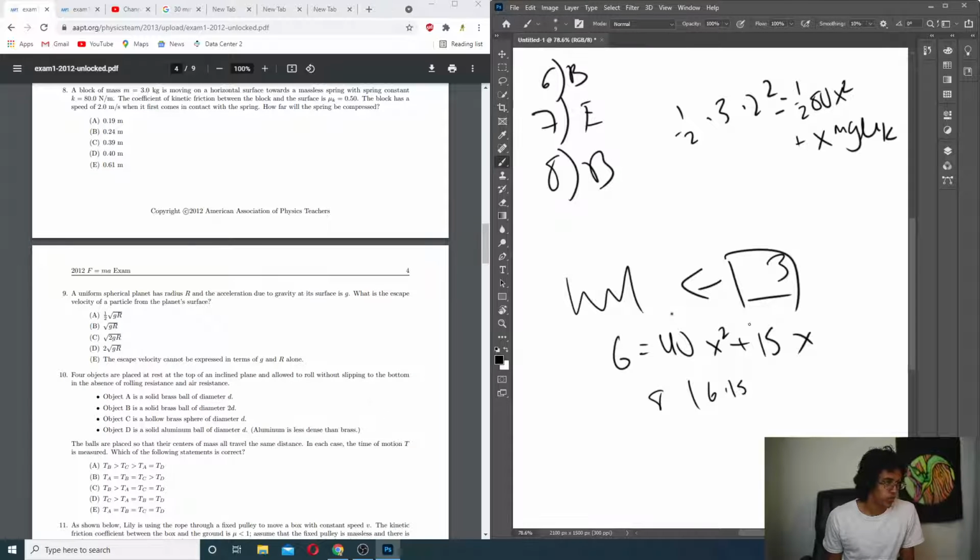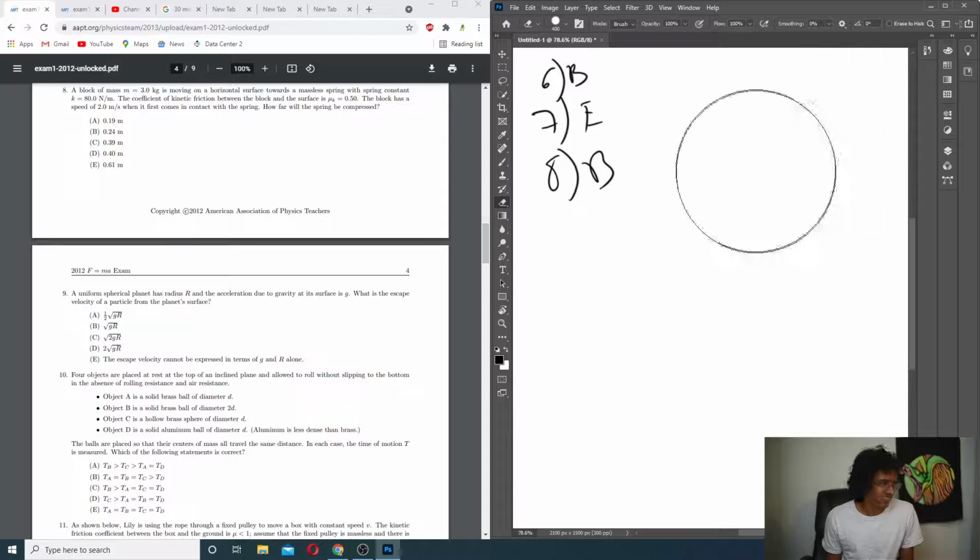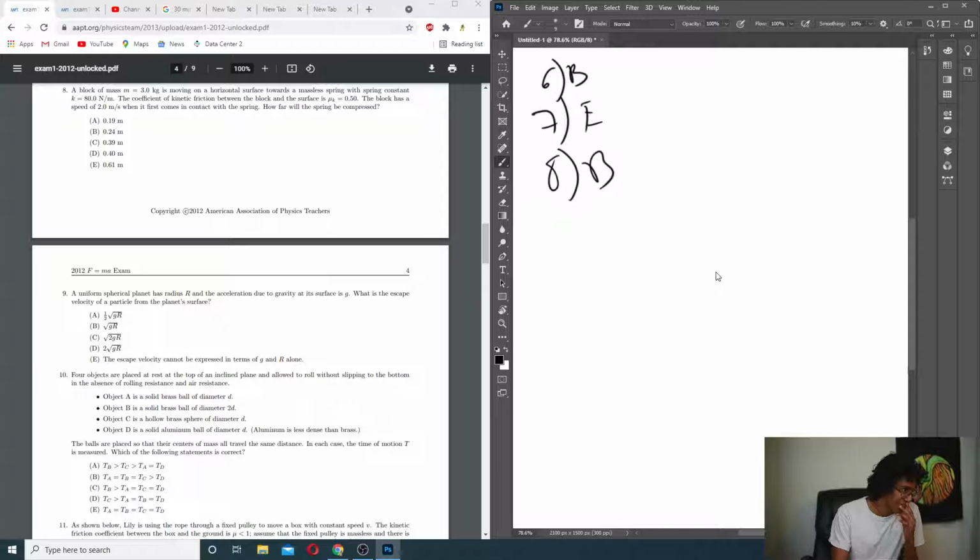9. A uniform spherical planet. I love gravity. I guess I have to, because it's what keeps me on the planet. But not when it comes to FMA. A uniform spherical planet has radius r and the acceleration due to gravity at the surface is g. What is the escape velocity?